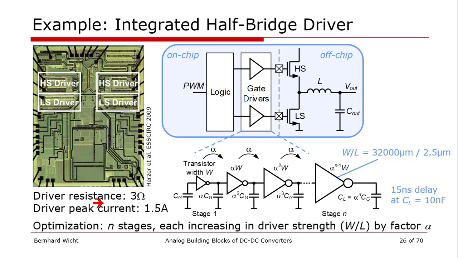And why is that? Because we want to get a driver resistance as low as 3 ohms, which corresponds to a driver peak current of 1.5 amps. So that already indicates it's worth spending a little bit of time to optimize the design and the sizing of the drivers. And that is related to the question, how many stages do we need?